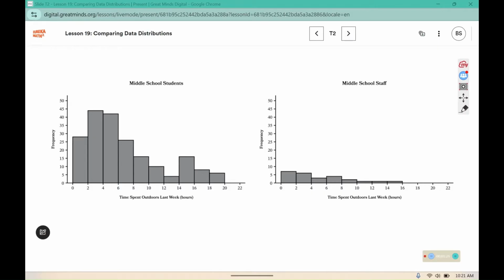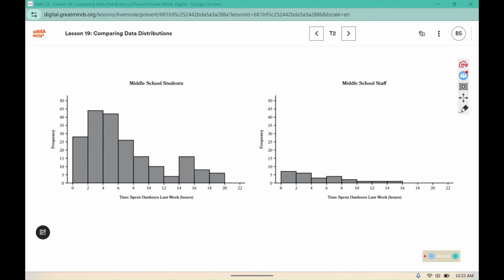Do you think using the same scale is helpful when comparing two data distributions? Well, yeah, using that same scale is helpful because then we can compare each individual section to the other section for the other group. How are these two similar? They are both skewed right. There's a long extended tail off towards the right direction. But you can see that there were many more middle school students than there were staff.